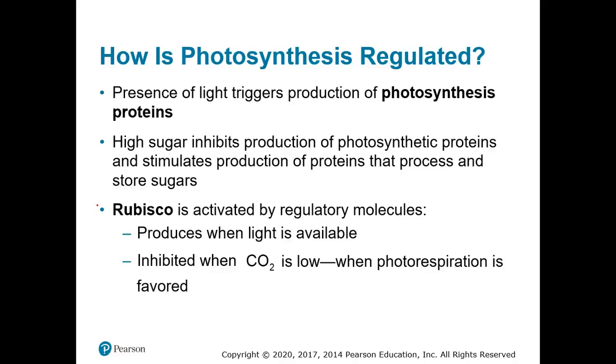Now, Rubisco, our enzyme that's also pretty terrible at its job, can also be regulated, again, by light. So if light is available, Rubisco will be active. However, when CO2 is low, Rubisco is going to be inhibited, and instead we're going to see, again, photorespiration be preferred.